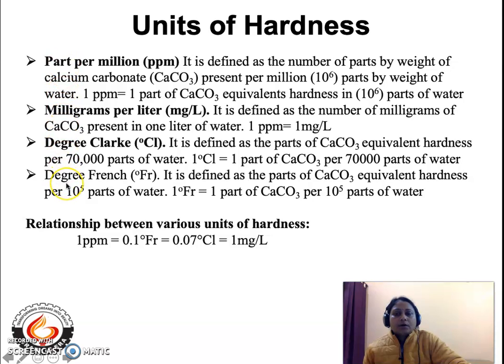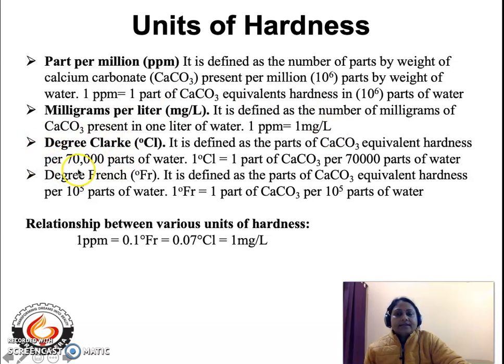There are 4 ways in which we can express hardness. First is parts per million. It is defined as the parts by weight of calcium carbonate which is present in 1 million, that is 10 to the power 6 parts by weight of water. So 1 ppm is equal to 1 part of calcium carbonate equivalent in 10 to the power 6 parts by weight of water. Second is milligrams per liter. It is defined as the number of milligrams of calcium carbonate which is present in 1 liter of water. So 1 ppm is equal to 1 milligram per liter.